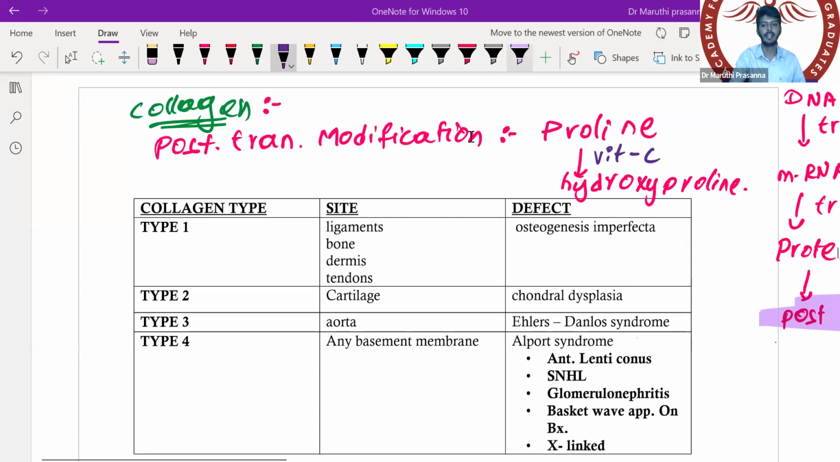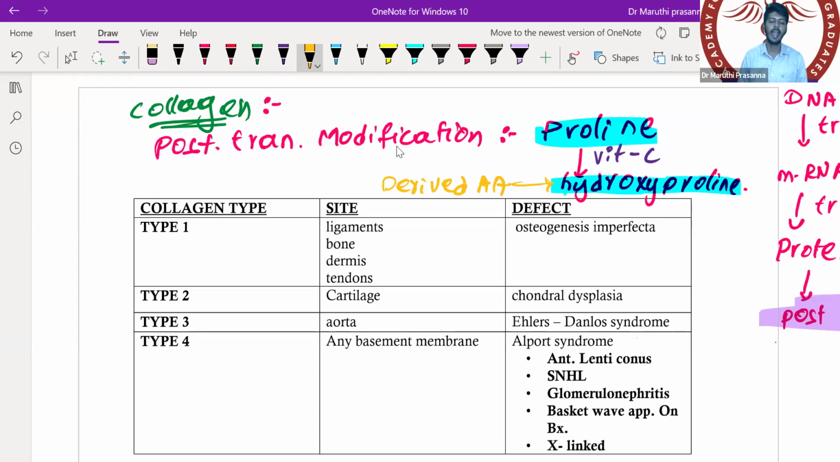Let's continue to the next one. So the post-translational modification requires vitamin C, and the modification is the conversion of proline into hydroxyproline. Now, is hydroxyproline genetically coded? It is formed after the translation. It is not genetically coded. That is why we call it a derived amino acid: it is not coded in the protein, rather it is formed after the formation of the protein. That is the story of the post-translational modification of collagen.